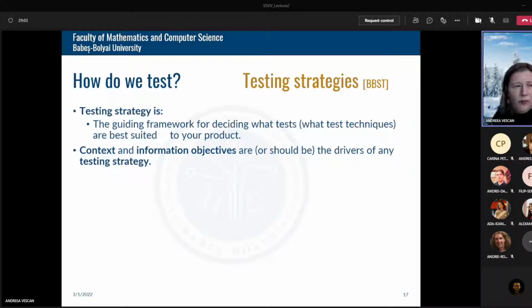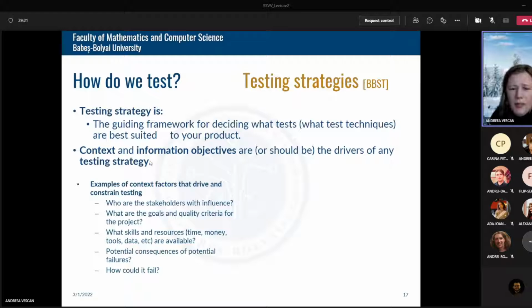How much is the team, for whom we test? Do we know more about the product or not? Are we at the start of the project or at the end of the project, and so on? So in selecting the test strategies, the information objectives, why we test, and the context in which we test are very important. Here you have some examples of context factors.